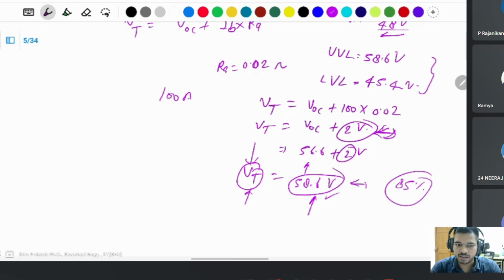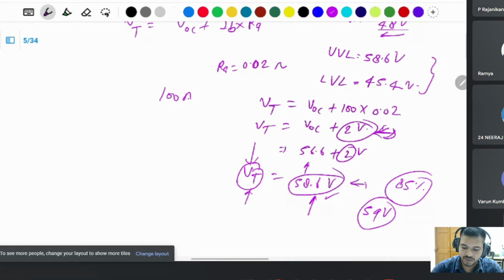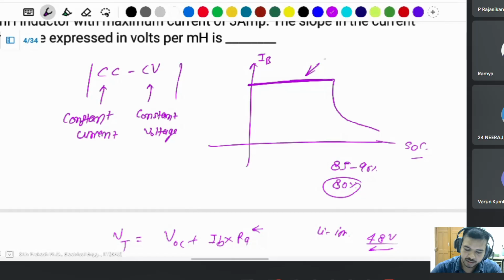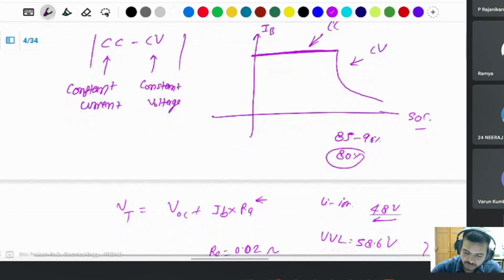It charges to 85%. After that it gives a constant voltage of 58, 59 volt. Then the battery charges slowly because the current rating is very low. At that moment the voltage drop is very small. That's why it uses constant current and then constant voltage. If the voltage is fixed and the battery voltage is increasing, then the current will decrease. Then it reaches 100%, from approximately 85%.